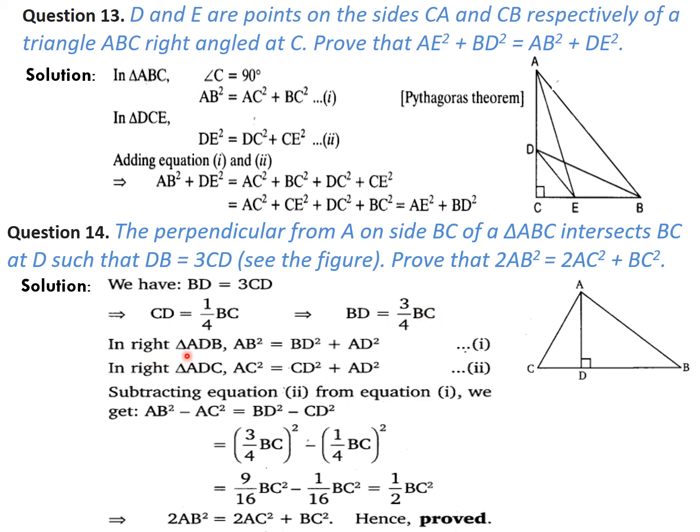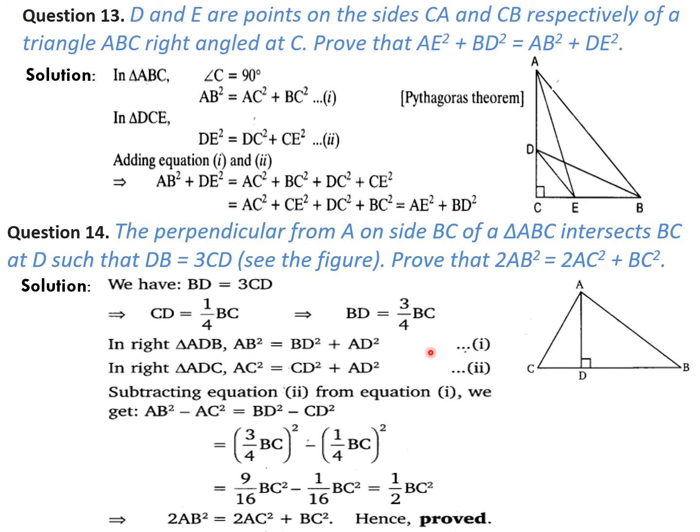In right triangle ADB, that is on the right hand side, we can write down AB square equals to BD square plus AD square by Pythagoras theorem. Again, if we take the left triangle ADC, here also we can write down AC square equals to CD square plus AD square. We will mark it as 2.